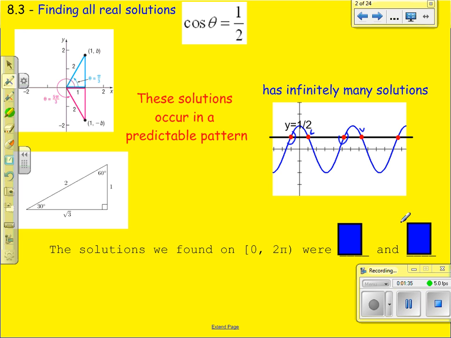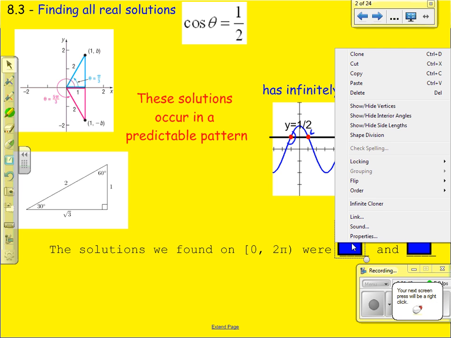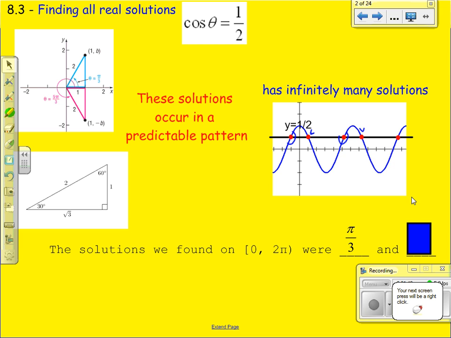So when I look at my graph, I'm going to go ahead and cut those. So when I look at the unit circle, those two solutions occur at pi over 3 and 5 pi over 3.